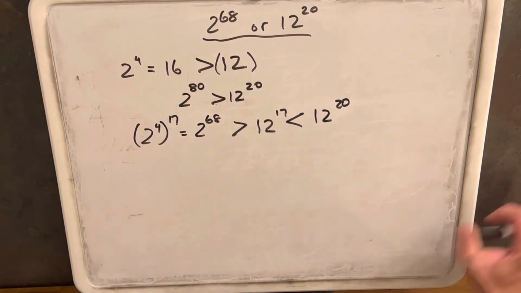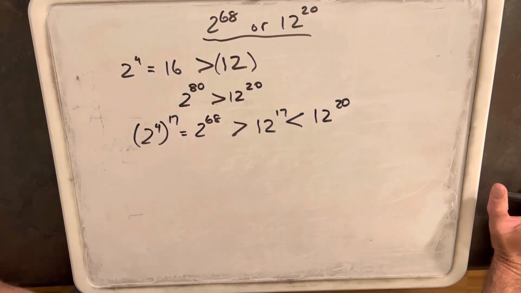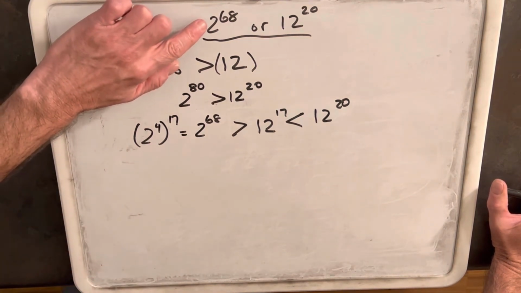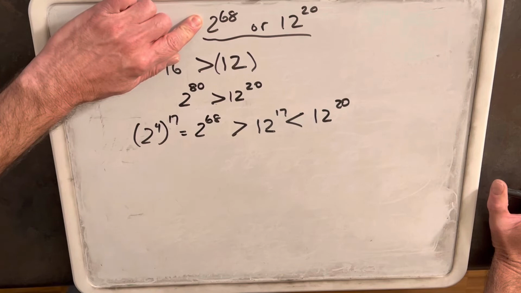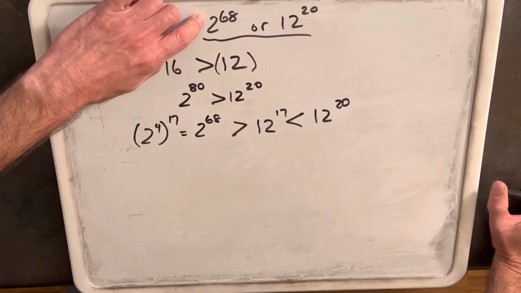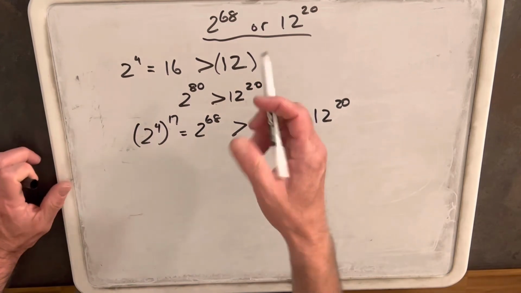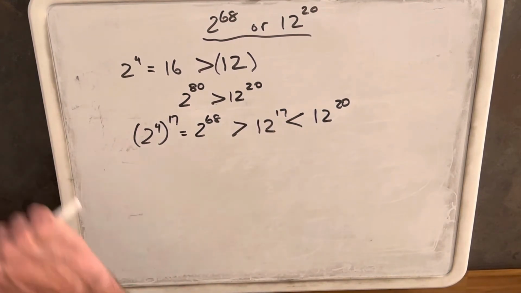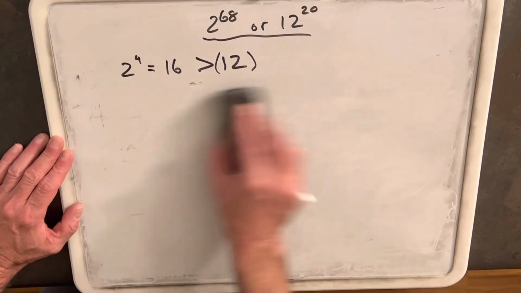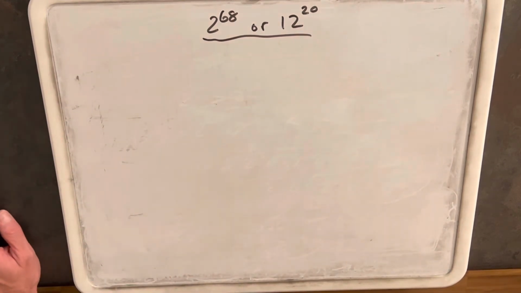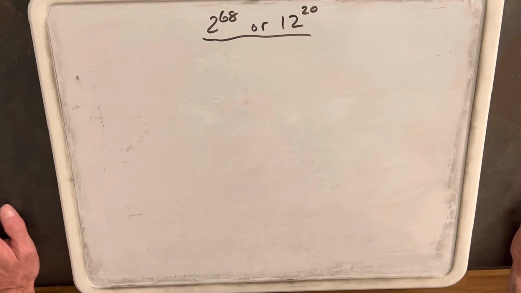The tricky thing with these is I'm starting with the assumption that 2 to the 68th is greater. Usually you have to pick a side and try. So I tried 2 to the 68th being larger, but that didn't really work. So let's try it the other way: what if 12 to the 20th is bigger?